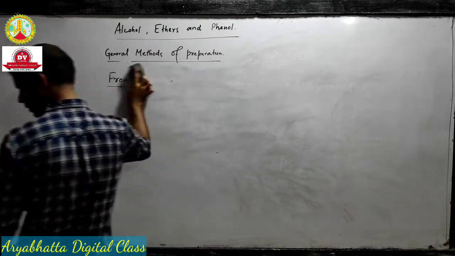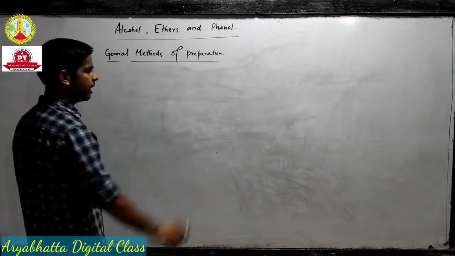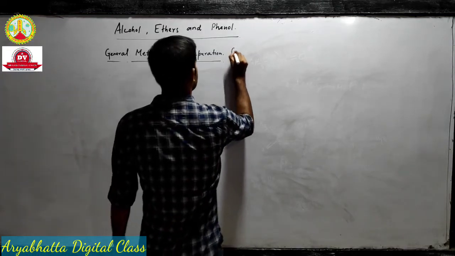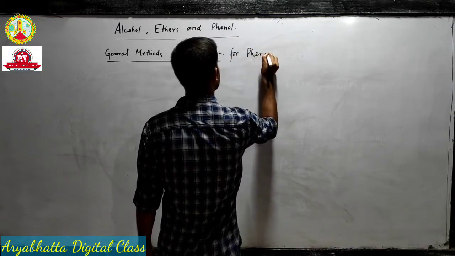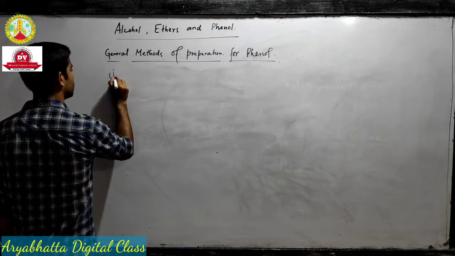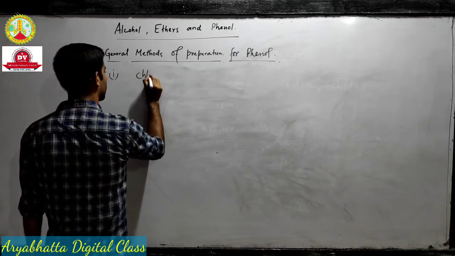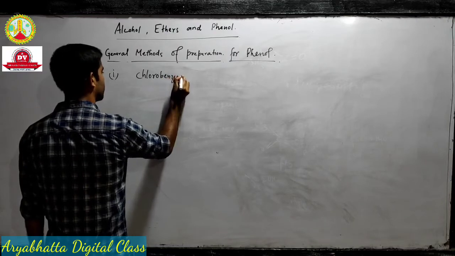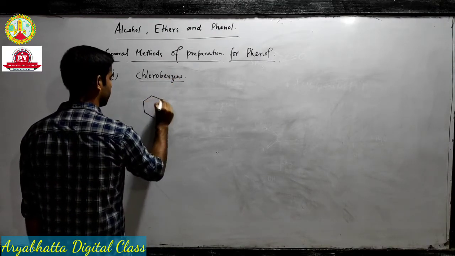So we have discussed all the general methods of preparation for alcohols. Now we will see some general methods of preparation for phenol. First we will see from chlorobenzene. And you will see that we have discussed this reaction already in the last chapter.